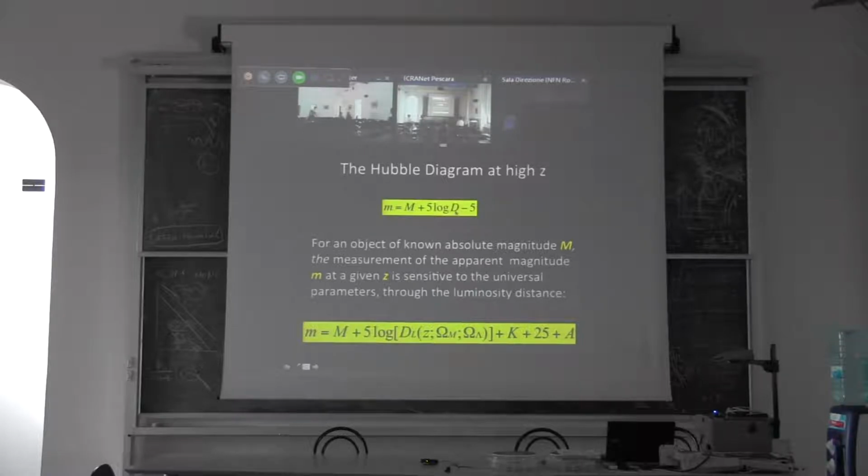Now, for an object at high redshift, the distance becomes the luminosity distance, and for a given redshift, the luminosity distance depends on the value of omega m and omega lambda. K is the K-correction, basically a constant. A is the absorption, and M is the luminosity of the class of objects that I'm observing with telescopes.